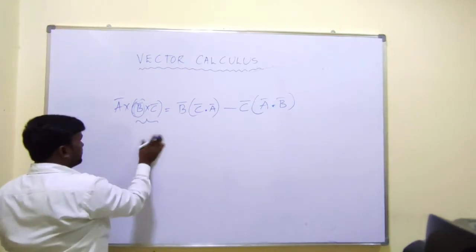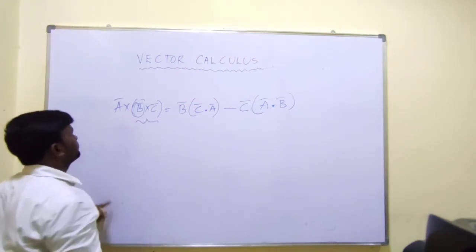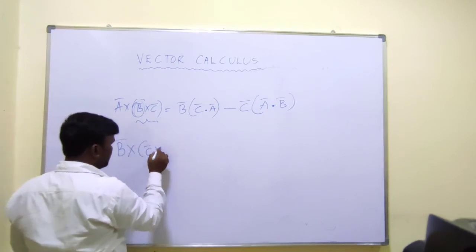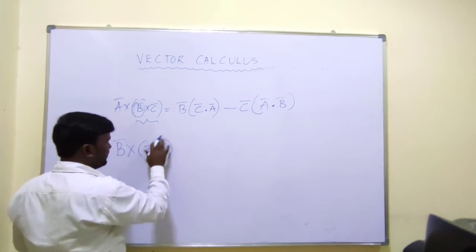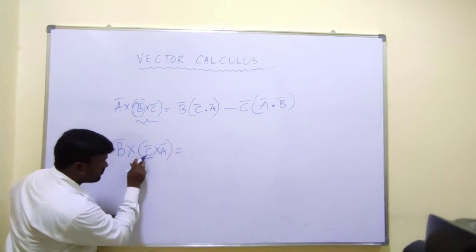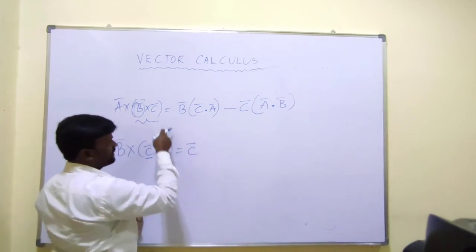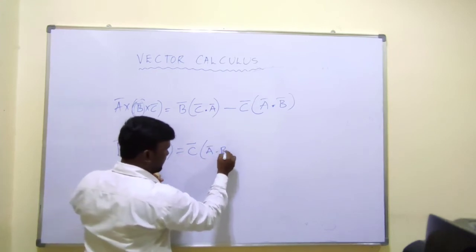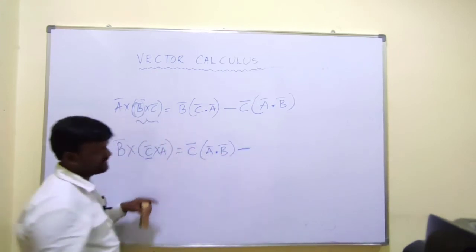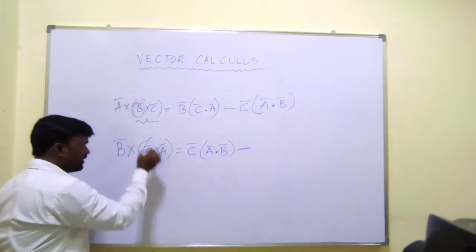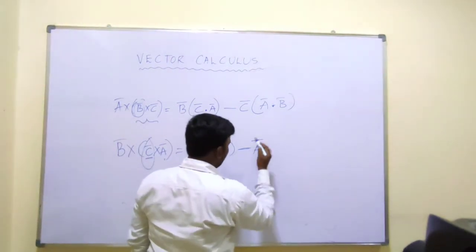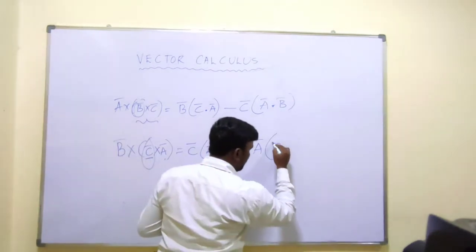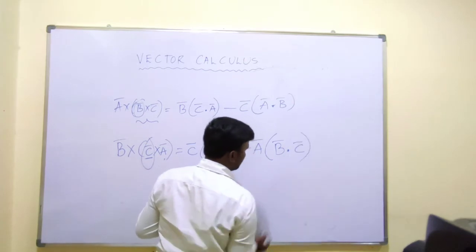Or else, if I go like this, that is B bar cross C bar cross A. In that case, how can I write this formula? Very simple. Focus on the first one, that is C bar. Apply this formula: C bar, after C, what do I have to write? After C, A bar dot B bar, minus. Now tell me, C is over, next move on to this A bar into, after A, B bar dot C bar.